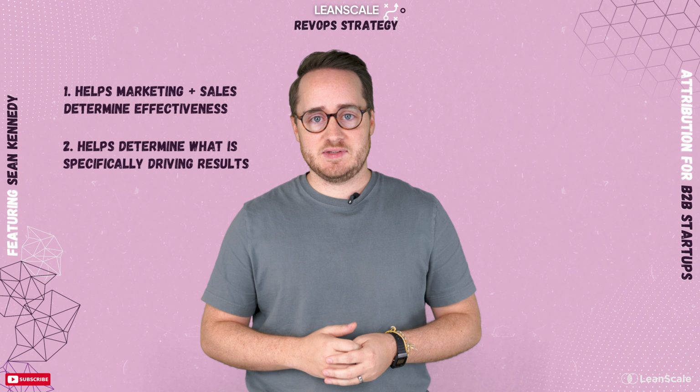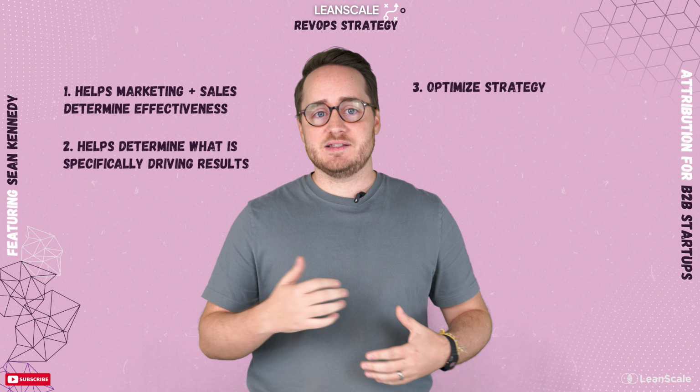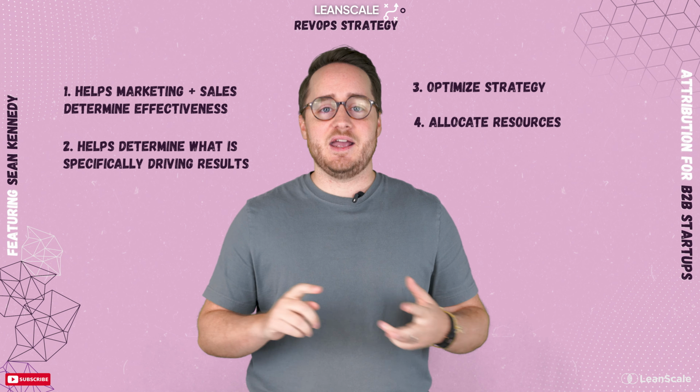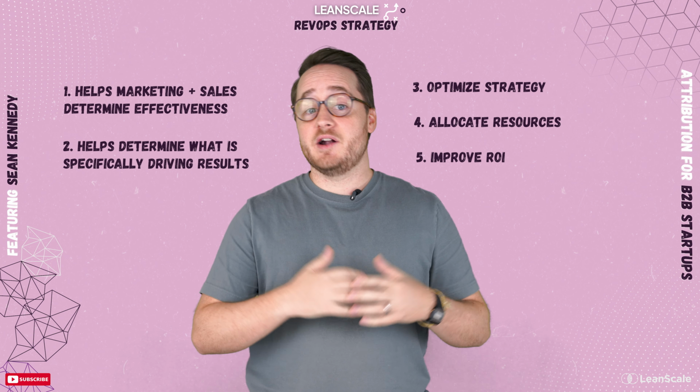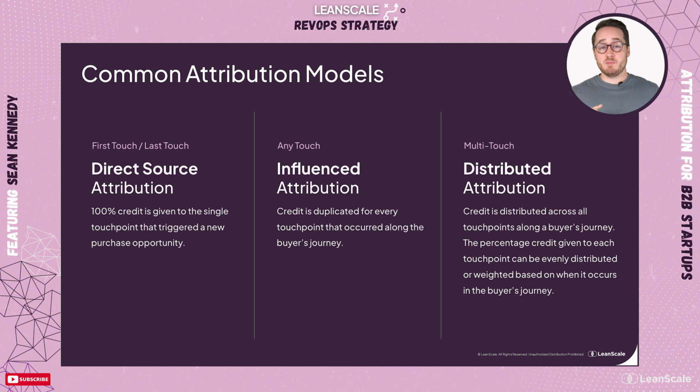responsible for driving results. By analyzing and crediting touchpoints along the buyer's journey, marketing and sales teams can optimize their strategies, allocate resources more effectively, and improve ROI. That said, there are many ways to approach structuring an attribution methodology, but here are the three most common models used by B2B companies. First is direct source attribution, also known as first touch or last touch. This gives 100% credit to a single touch point that created a new lead or triggered a new purchase opportunity.